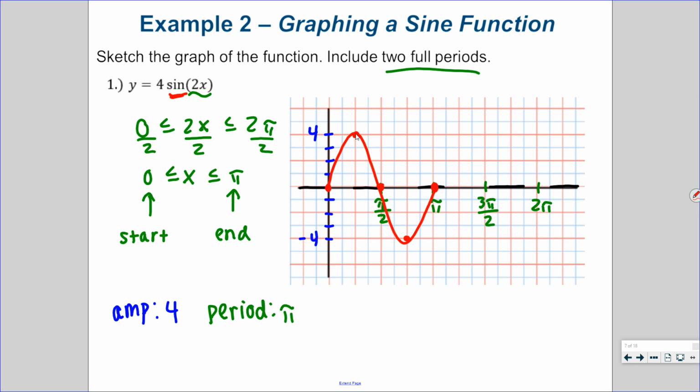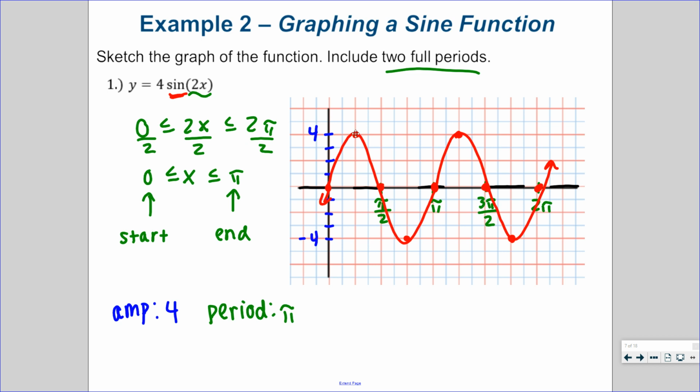Does this have an amplitude of 4? Does it have a period of pi? Yeah. Okay, we're good. So then to graph your second period, you just do the same thing. It's repeating. So many patterns. It's going to start where it finishes. Halfway, intercept. Halfway of those, max and min. And then just draw arrows. So this goes on forever. And that's it. This is amazing.